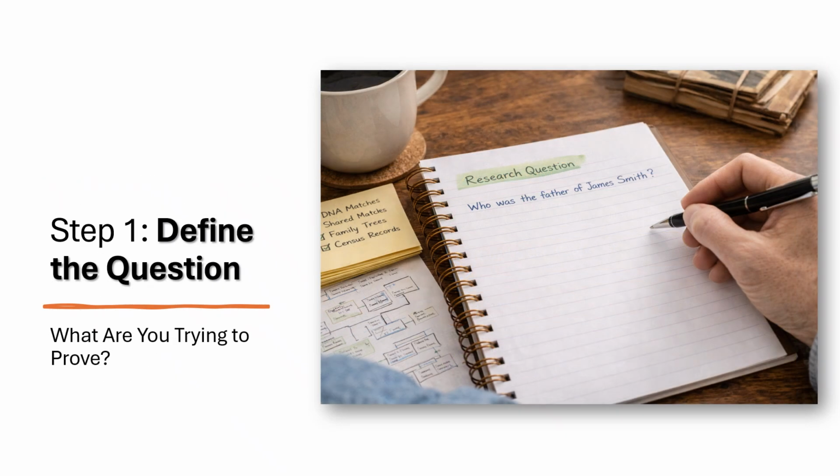Everything begins with a clear question. This step is more important than it might seem at first. If your question is vague or too broad, your research can quickly become scattered and overwhelming. Instead, try to focus on one specific question. For example, who is the biological parent of this individual? Or, how is this DNA match related to me? When your question is clear, it acts like a guide. It helps you decide what information is relevant and what isn't, and that alone can save you a tremendous amount of time.